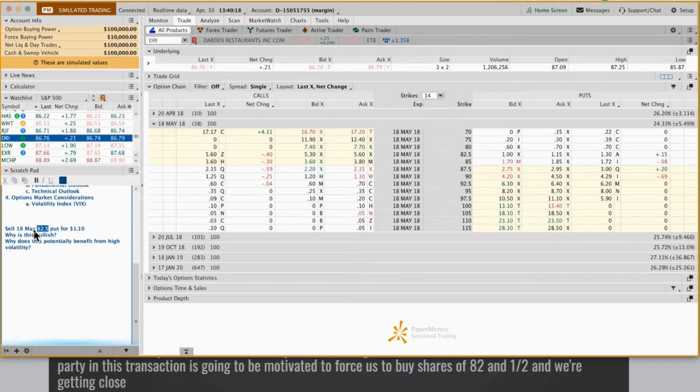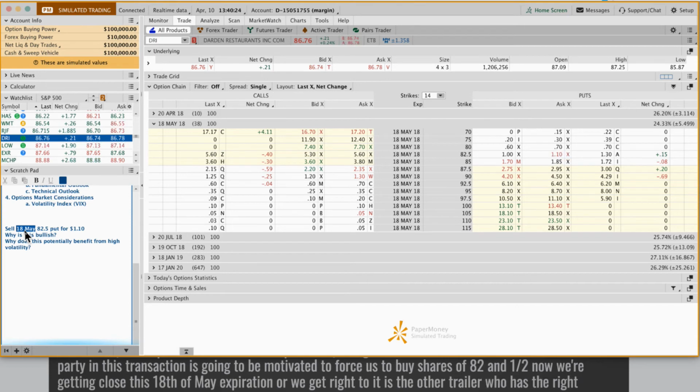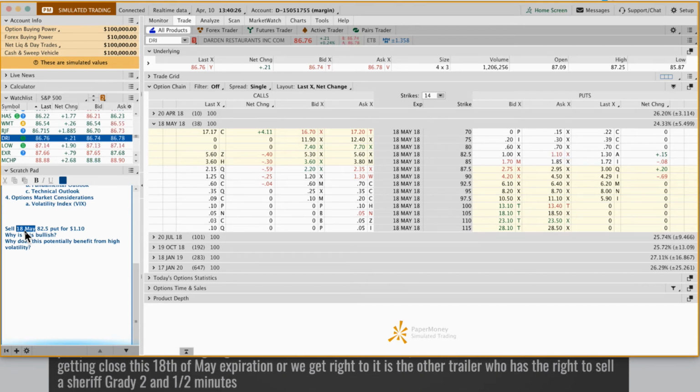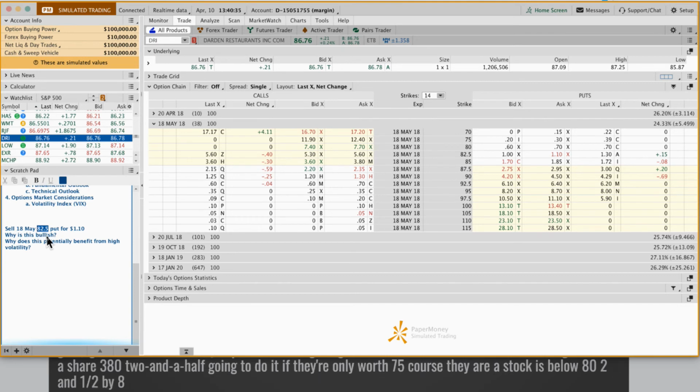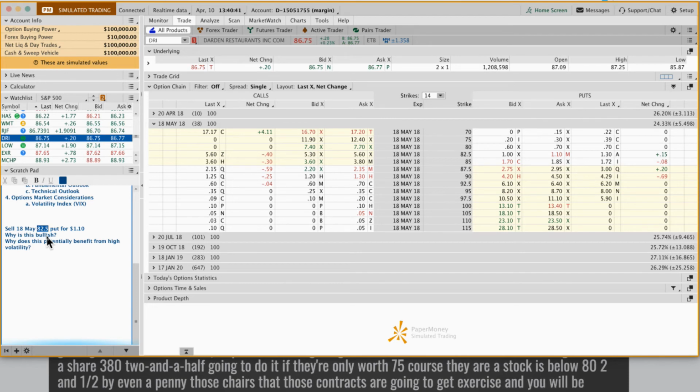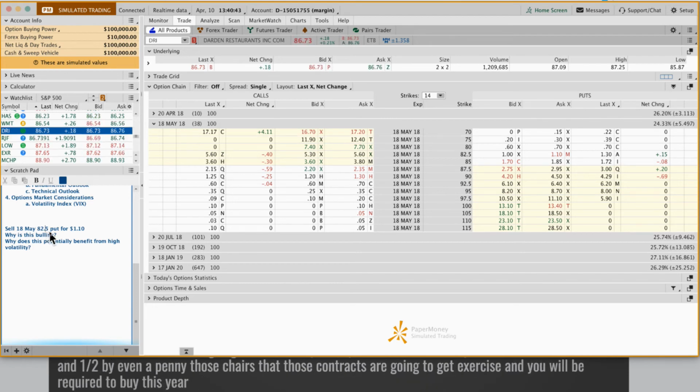And we're getting close to this 18th of May expiration, or we get right to it. Is the other trader who has the right to sell us shares for 82.5 going to do it if they're only worth 75? Of course they are. Matter of fact, if you had expiration and a stock is below 82.5 by even a penny, those contracts are going to get exercised, and you will be required to buy the shares.